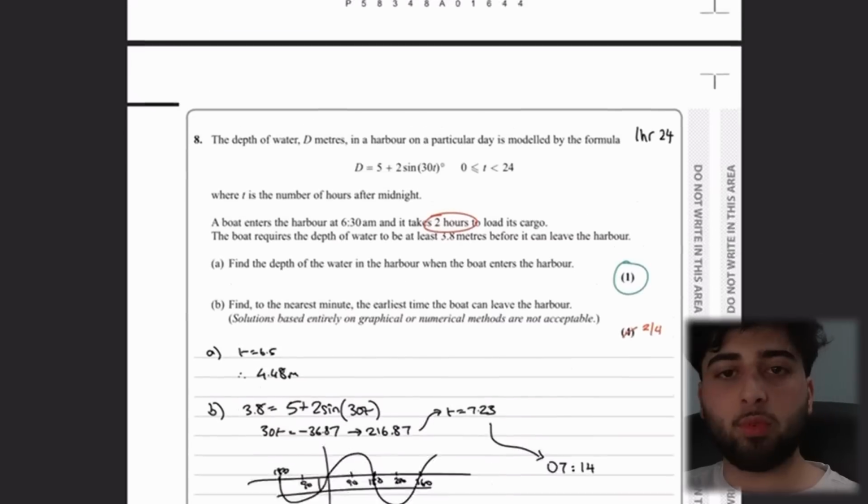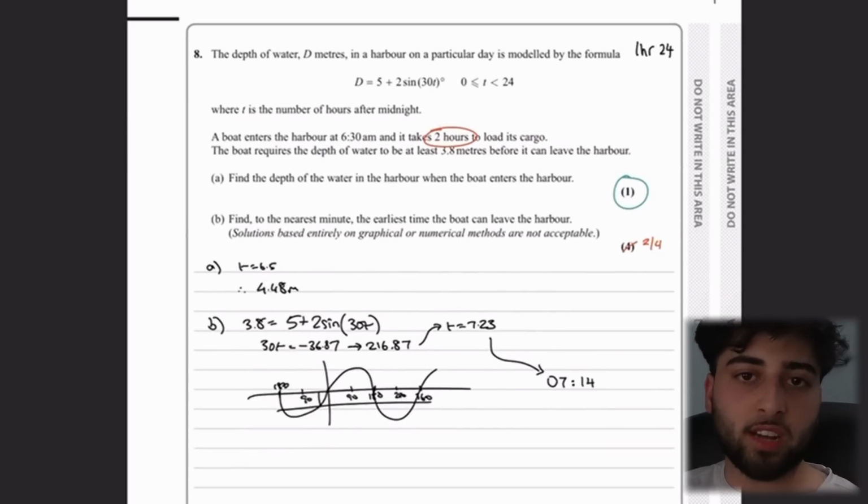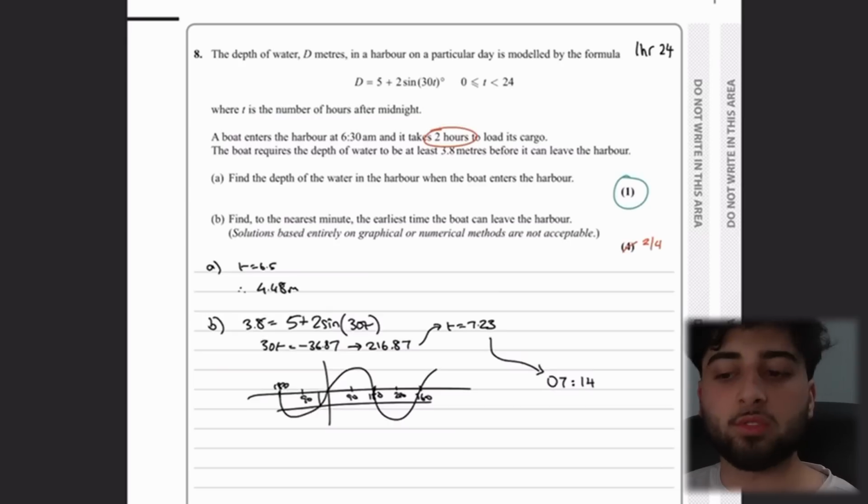So that's why it's really important not to only look at papers once. Once you've done a paper, go back over it multiple times and just make sure that you do still know how to do those questions, especially the more difficult ones. That's what this is for.